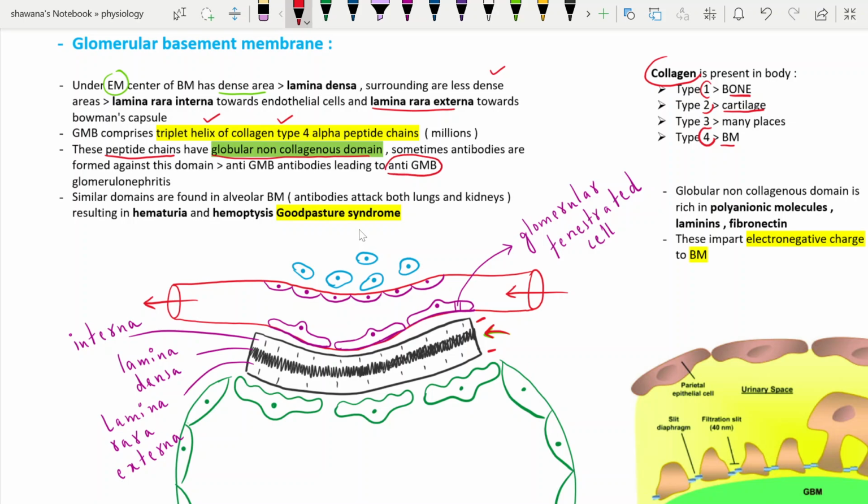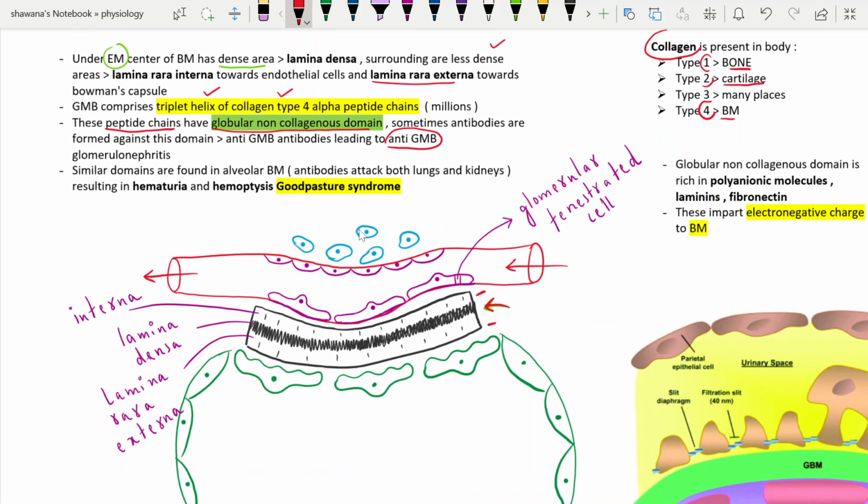Okay, let's revise it. The collagen type 4 alpha peptide chains triple helix is forming the GBM, and it consists of a globular non-collagenous domain, and sometimes antibodies can be formed against this domain, so it results in the anti-glomerular basement membrane glomerulonephritis.